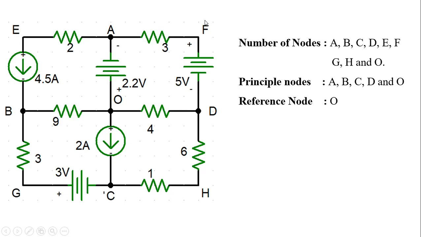Coming to this, take the circuit diagram. In this, the nodes are A, B, C, D, E, F, G, H, and O. Among these, the principal nodes are A, B, C, D, and O. Among these principal nodes, I am considering O as the reference node, because the reference node should have connections with the majority of the principal nodes. Such should be the quality of a reference node.